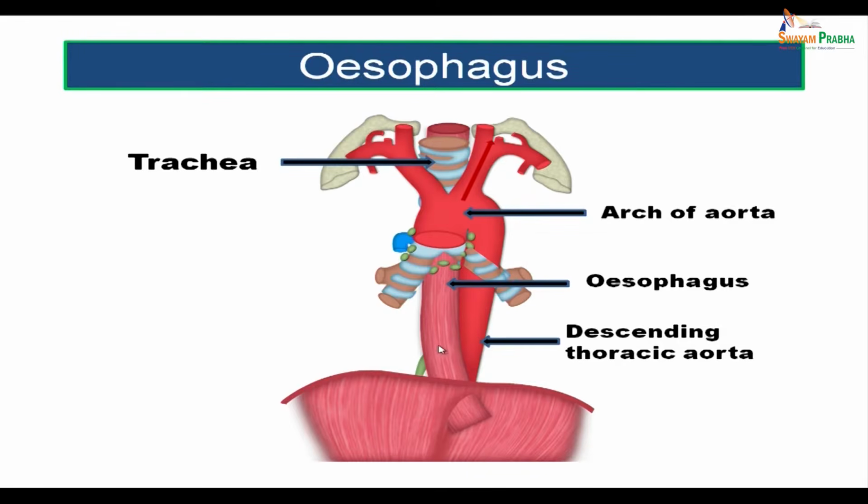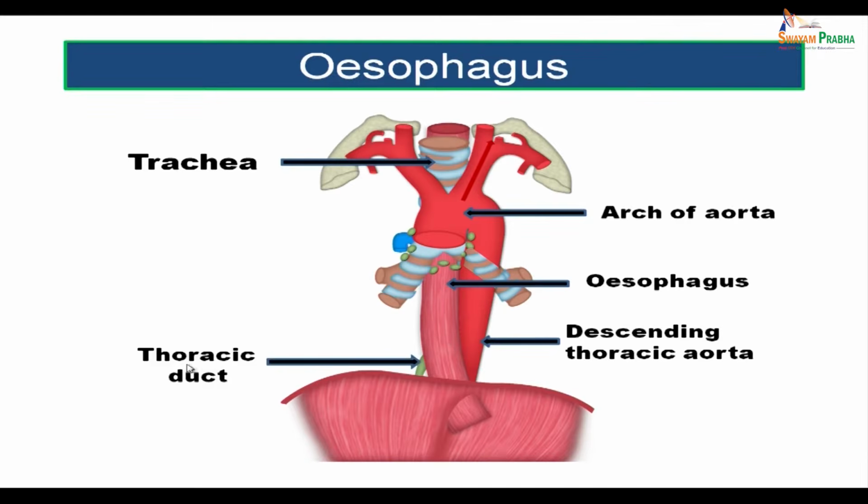The two structures, esophagus and the descending thoracic aorta, in the lower part of the posterior mediastinum, are separated from each other by a mesoesophagus. It's the pleural recess which connects the two sides' pleural cavities close to each other between the aorta and the esophagus. It is called the mesoesophagus.